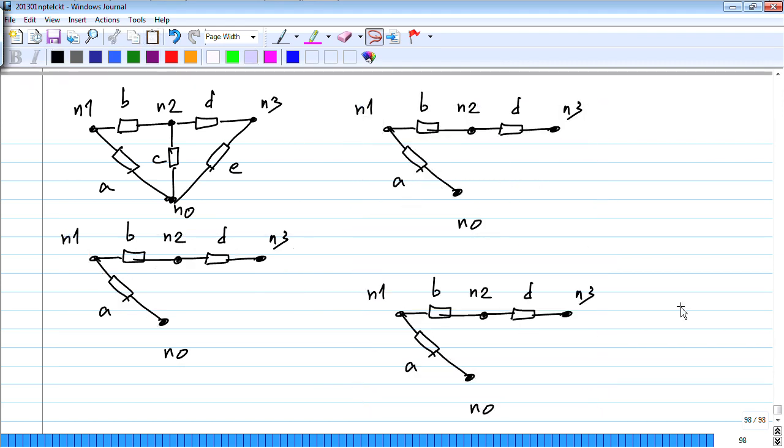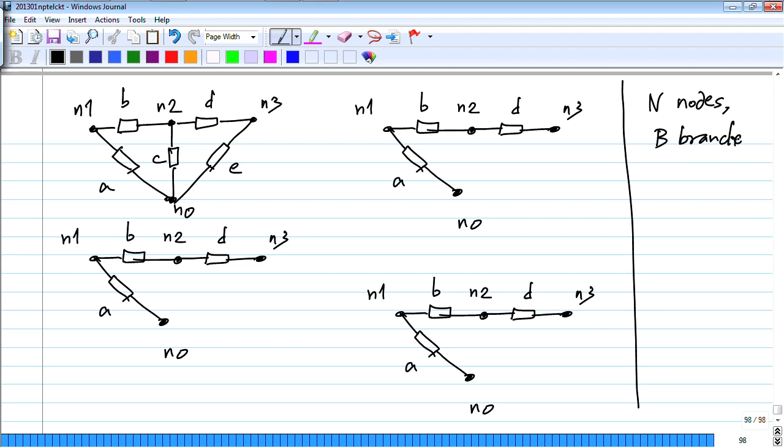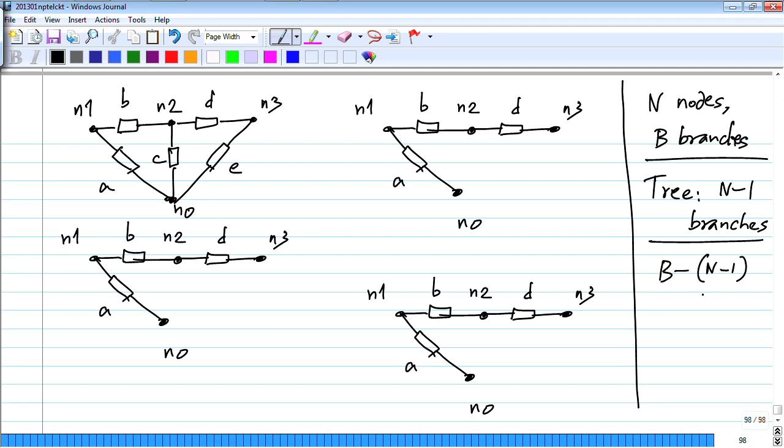Now what I will do is, as I said, first of all, if you have a circuit with n nodes and b branches, any tree you choose will have n minus 1 branches. So clearly the remaining branches will not be in the tree, that is b minus (n minus 1) branches. We have a total of b branches and the tree has n minus 1 branches. So the remaining b minus n plus 1 branches will not be in the tree.